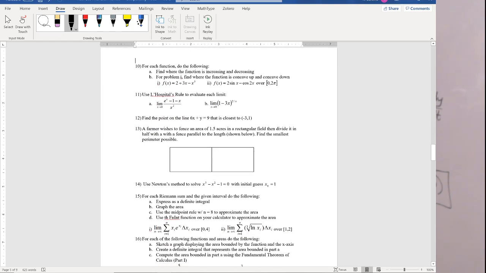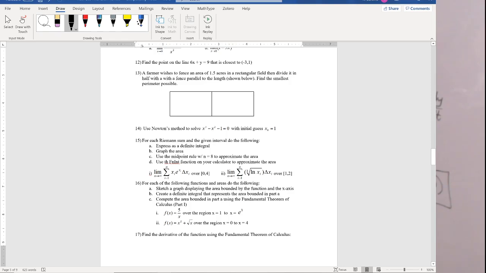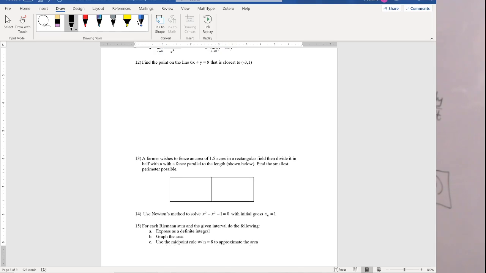Alright, so I know that you requested 12. So we can do that one. Let's find a point on the line that is closest to negative 3, 1. That is an optimization problem, specifically one for the distance formula, which we should recall looks like this. But recall that we can minimize instead the square. So I have a point negative 3, 1. I can solve this second equation here for y. This is 9 minus 6x.